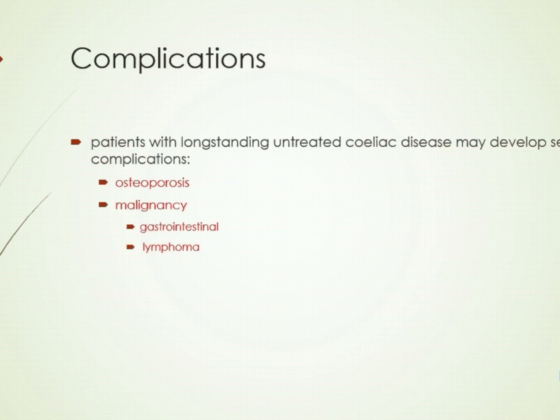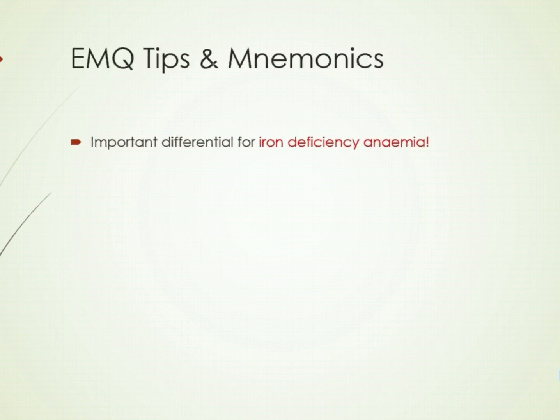Important complications to bear in mind. So in patients with long-standing untreated celiac disease, they may develop osteoporosis or malignancy. The strongest links are with gastrointestinal malignancy or lymphoma. Tips.